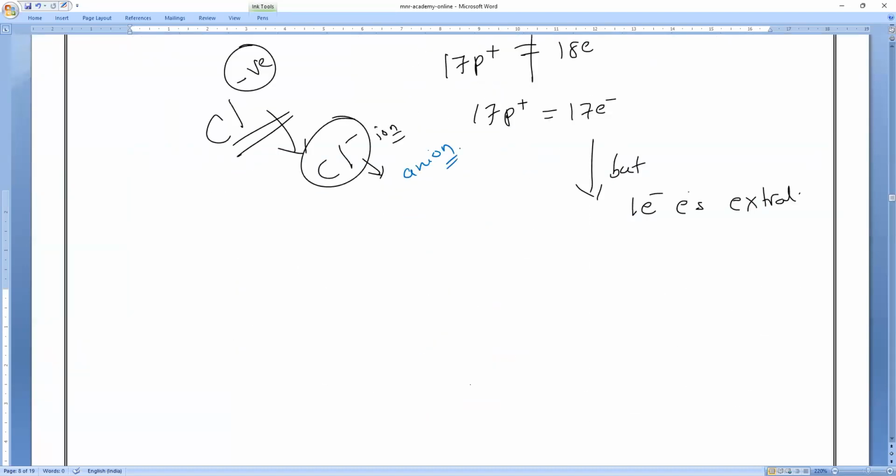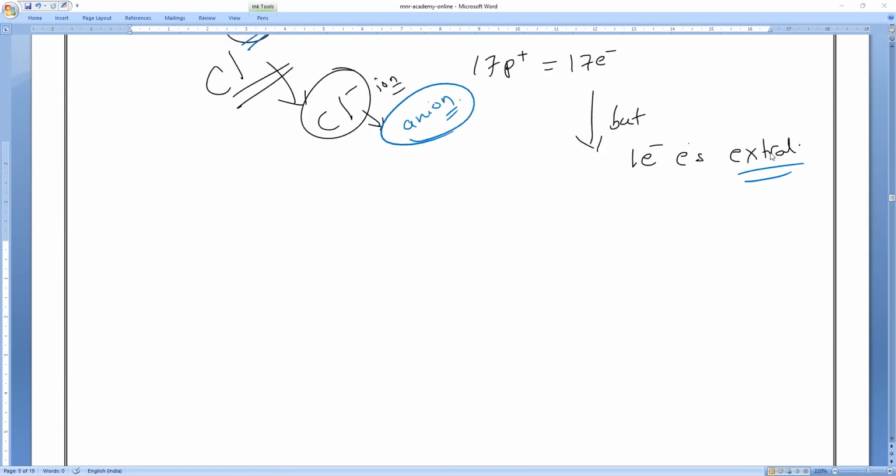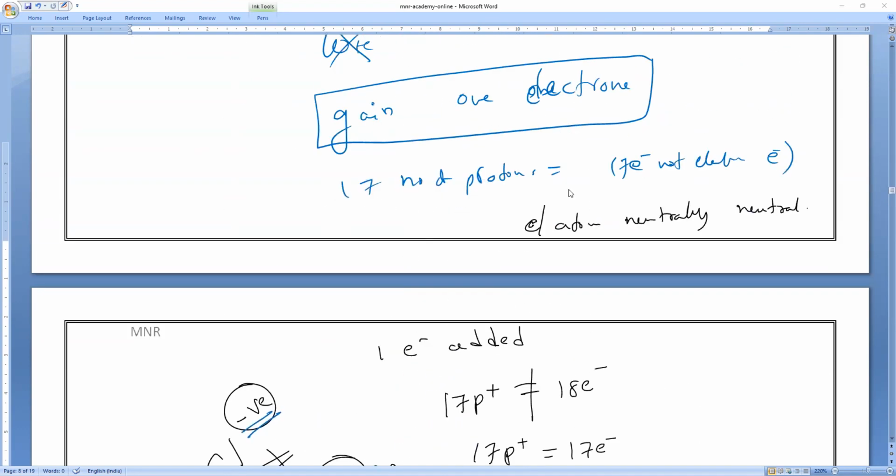Now, two most important things to remember. They have gained one electron. Gained means an anion, one extra electron is added. Before, to neutralize it, we have lost one electron, to attain stability. Chlorine has only 17 electrons, but it will become stable only when it contains 18 electrons.